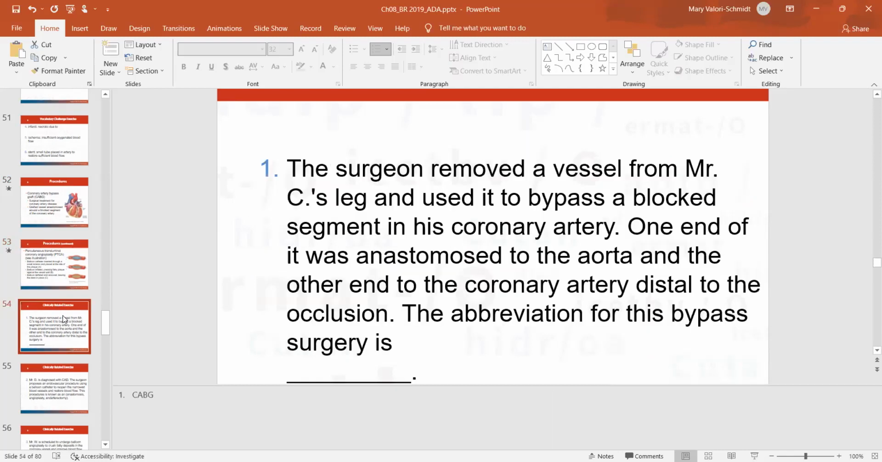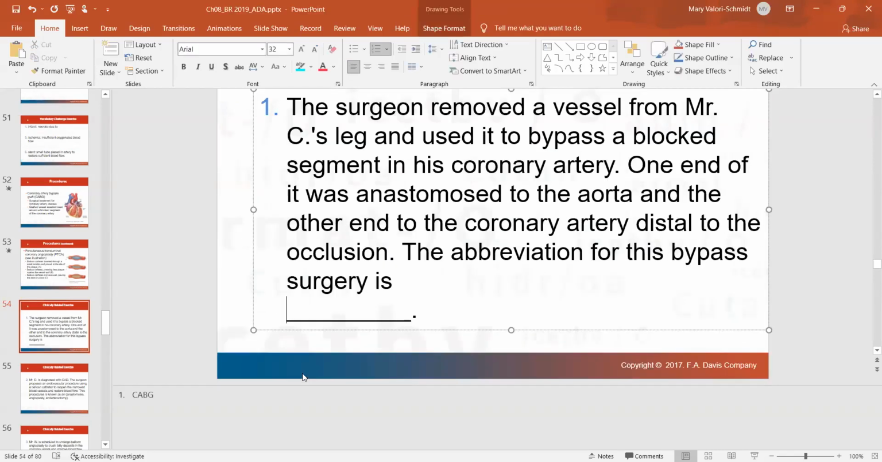Okay, so this guy had a bypass to bypass a blocked segment in his coronary artery. And one end of it was anastomosed. So an anastomosis is connecting two tube-like structures together. Here we're talking about arteries. What kind of bypass surgery? What is bypass surgery called? What's that abbreviation? Cabbage. It's a cabbage. Very good.